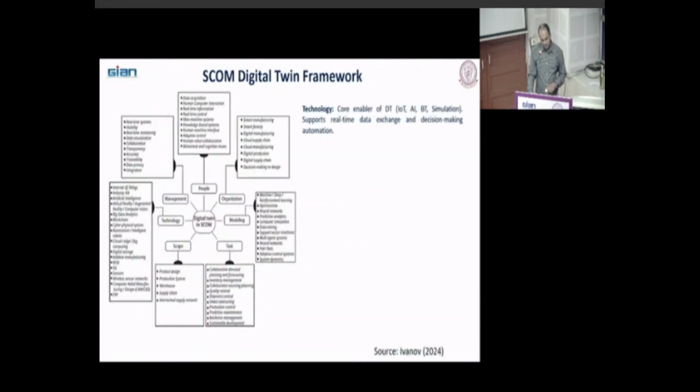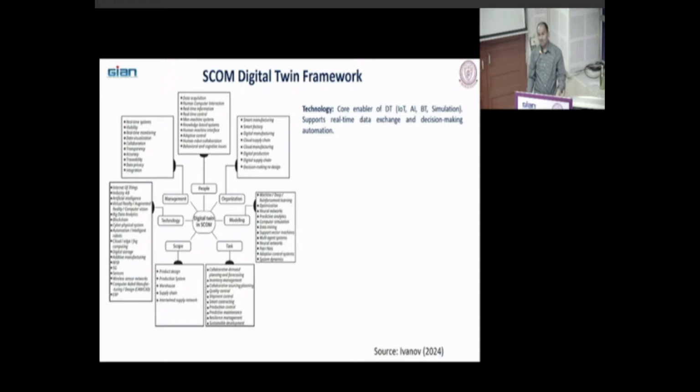So this is the framework, the supply chain management digital twin framework. If you want to implement it, Ivano, again the same professor, has proposed this seven-component framework, where they focused on the technologies. You can see all the technologies. We discussed only the key technologies like IoT and cloud computing, but there are some other important technologies. For example, 5G. Why do you need 5G for a digital twin? To transfer that information. That's why. So you can see all those technologies here.